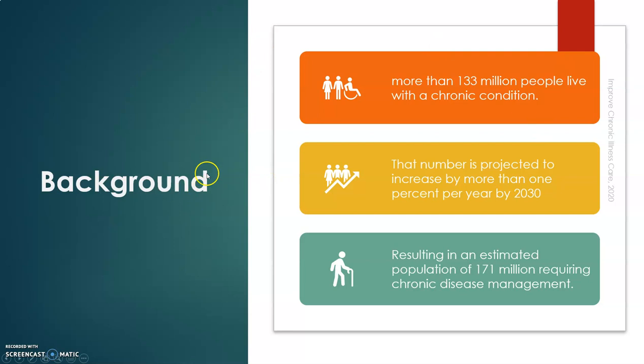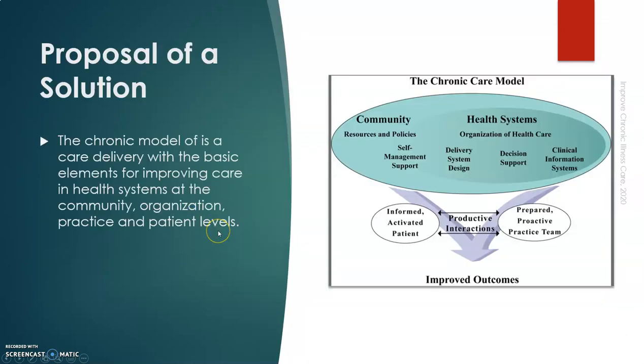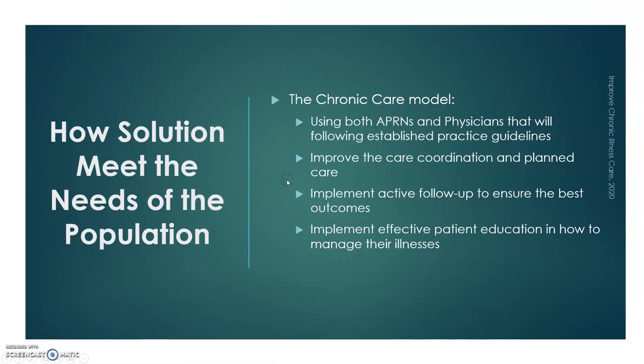So, what is my proposal for that solution? It has to connect. If you give me a background about something, then the solution you give me should be a solution to the problem you just gave me in the background. And for this, I have a chronic care model. A chronic care model is a care delivery model with basic elements for improving care in the healthcare system. It could be at the community level, organizational level, or patient level. So this chronic care model can be used in both inpatient and outpatient settings.